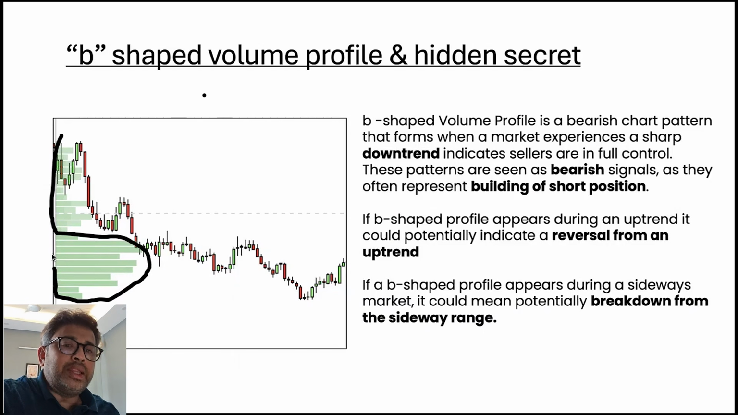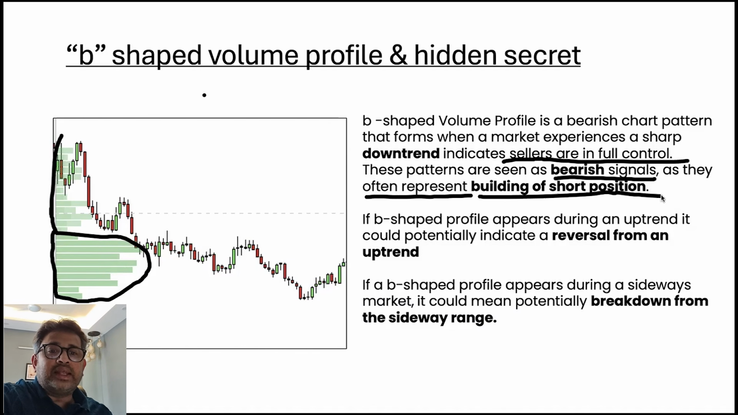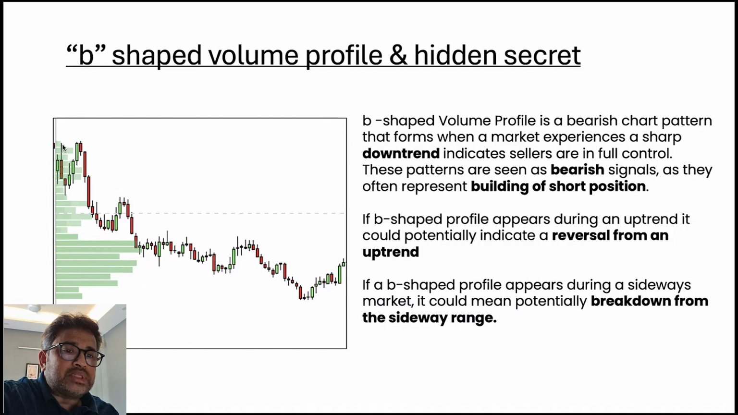Now we'll look at the B-shaped volume profile. A B-shaped volume profile means it indicates that sellers are in full control, right? These patterns are seen as a bearish signal, as they often represent big players building their short position. When on your chart you see that after some consolidation or after a big uptrend, it is making this kind of volume profile, that means big players are building their short position. So chances of reversal from an uptrend are very high.